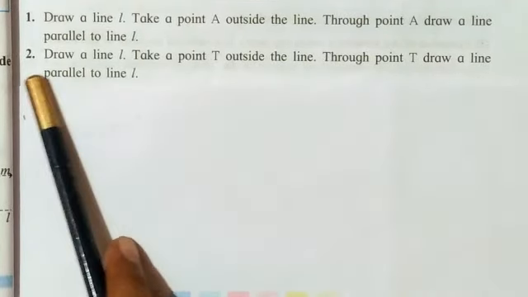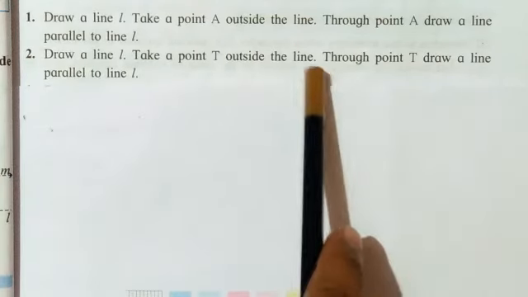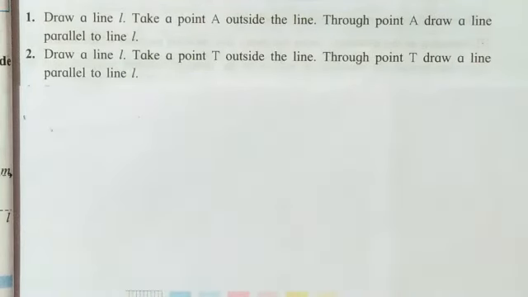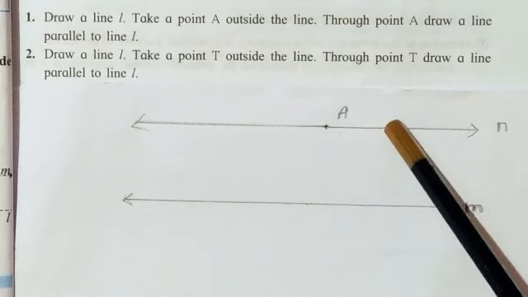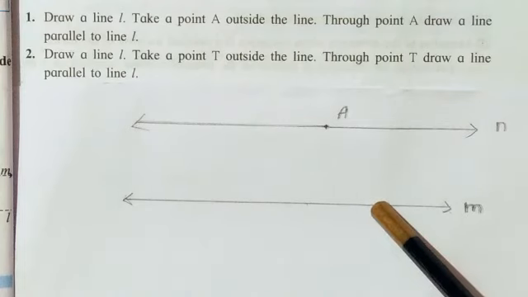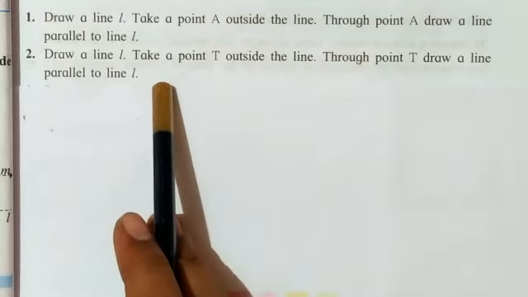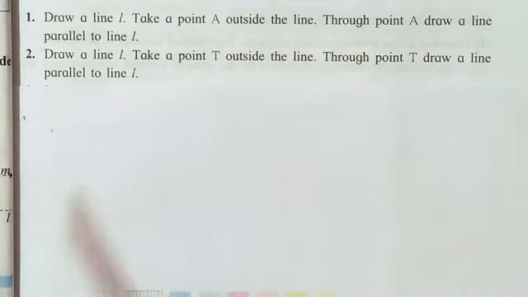Again our second question is given, that is, draw a line L. Take a point T outside the line. Through the point T we have to draw a line parallel to the line L. It means just like our first sum, we have to draw the parallel line to the original line. I hope you can definitely do the second sum. So this question is for your practice, which you have to complete in your classwork notebook.